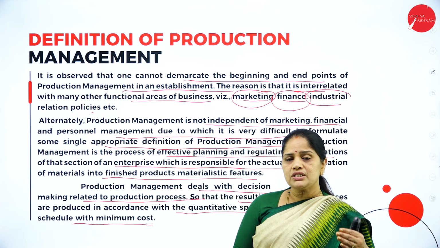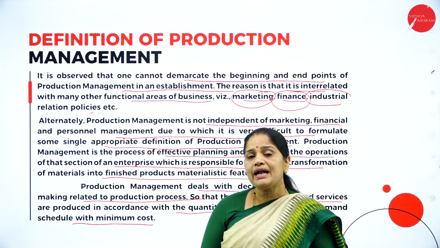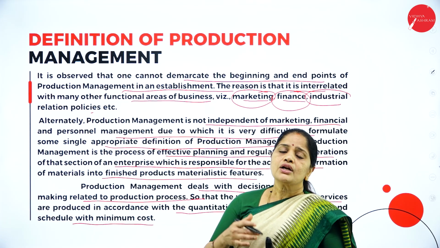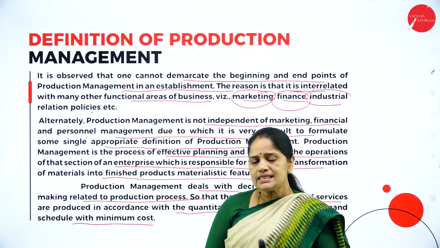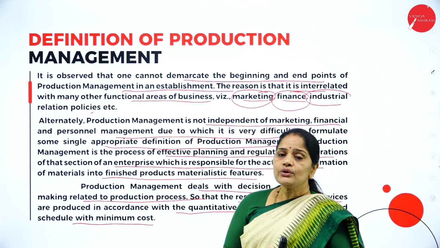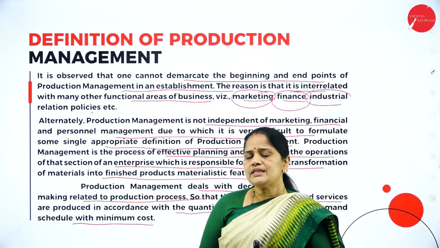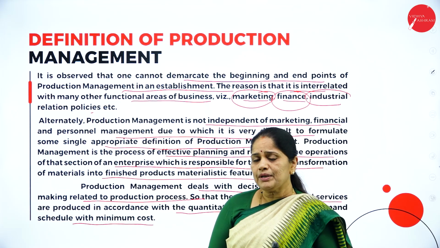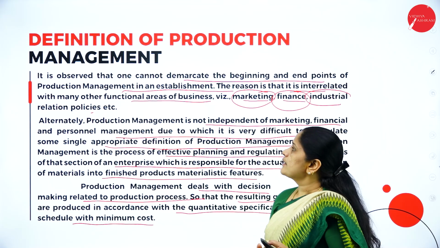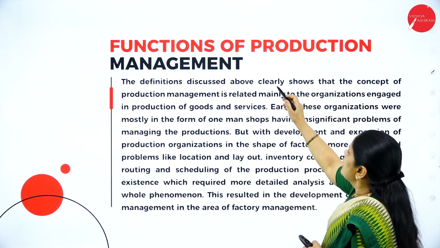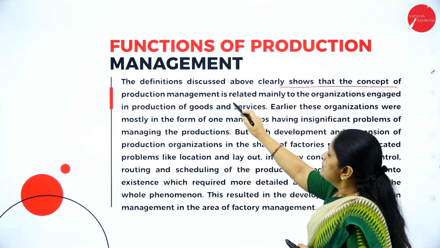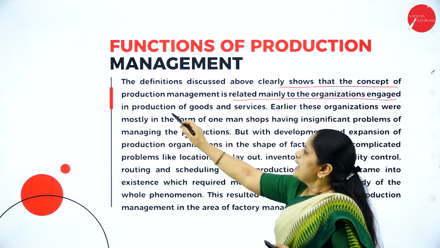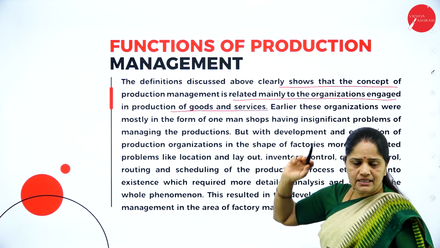But if they have a target of selling 1 lakh units and the plant is not able to produce 1 lakh units, then it will be difficult for the organization to achieve its goals. Hence, it is essential for the organization to ensure that whatever goals they have planned for will be implemented in the production process. The definition discussed above clearly shows that the concept of production management is related mainly to organizations engaged in the production of goods and services.